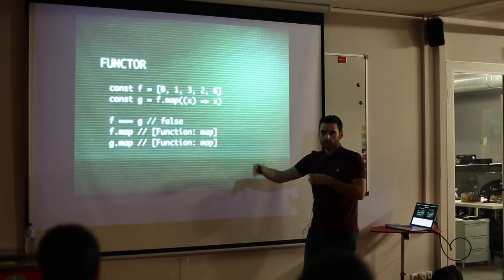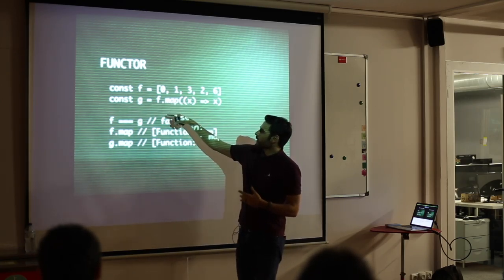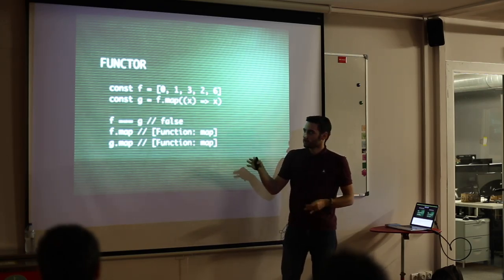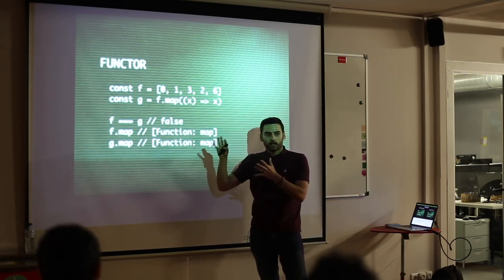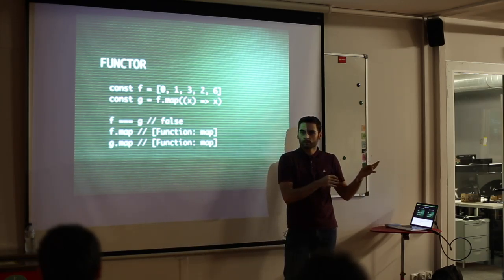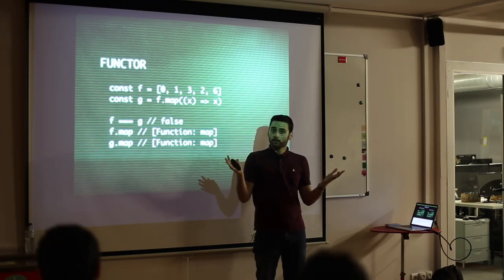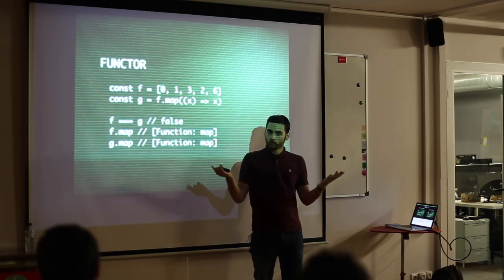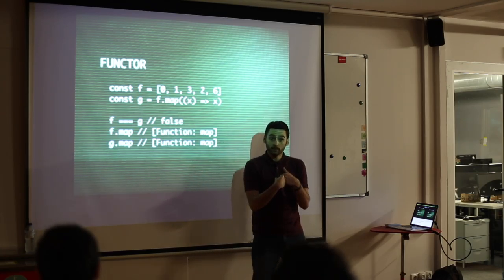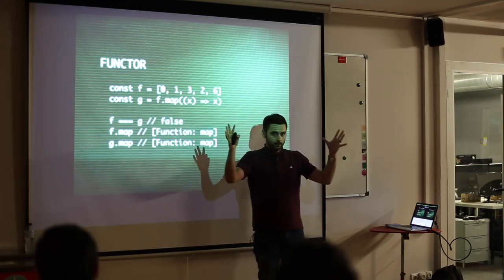And map it onto a new functor. G is another functor, right? Why is it a functor? Because you can actually do the same thing again on G. This concatenation of things is infinite. You could be doing map X to X, X to X, X to X forever, right? So this is a functor. It's the easiest thing to reason about the functor.